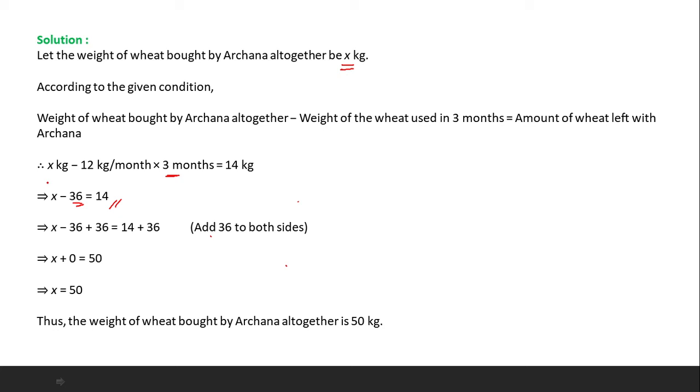Now children, we want the value of X. As here it is minus 36, add 36 to both sides. So 36 minus 36 will be 0, and 14 plus 36 is going to be 50. So X equals 50. Thus, the total amount of wheat which Archana has bought is 50 kg.